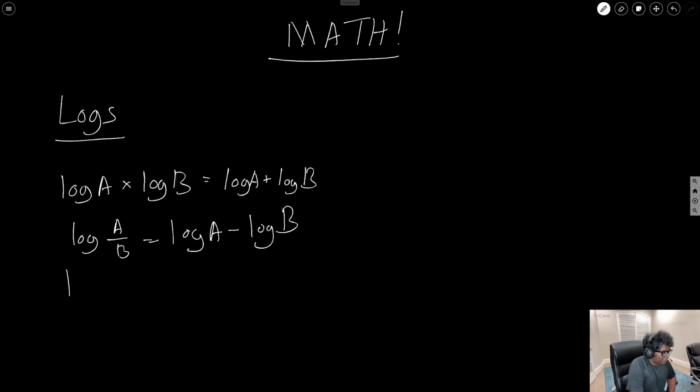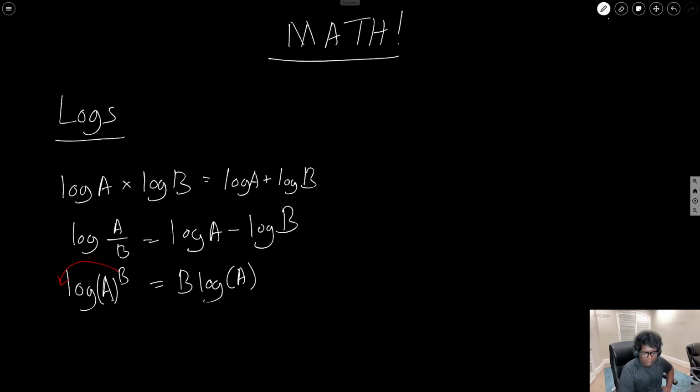This one's an annoying one. Raising a log to a power, so log A to the power of B. If you're familiar with calculus, it's similar to taking a derivative. It becomes B log A. That's basically how it works. And if you have the inverse of a log, so like log of 1 over A, it's basically negative log A.